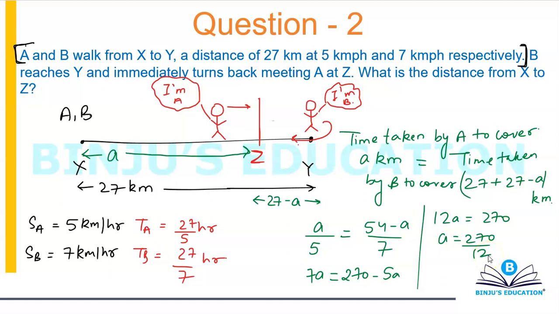The question is, what's the distance from X to Z? I think they're asking us to calculate A, and this is the value of A. That is 270 by 12 kilometers, and that's it. The question is done. Nothing else is required.